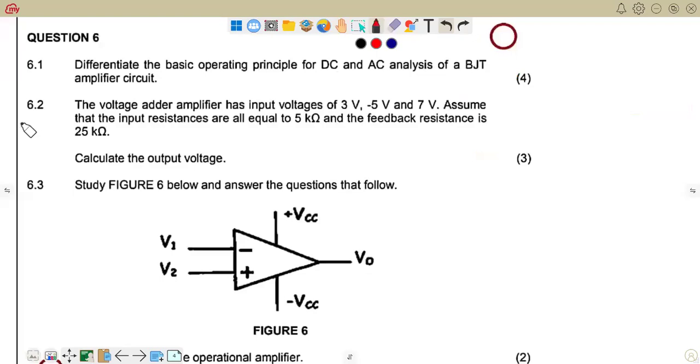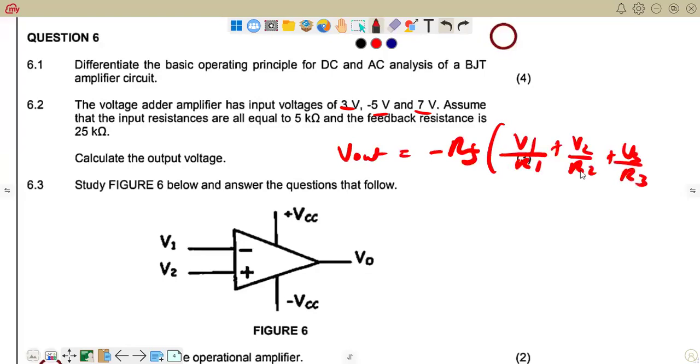Right, let's go to 6.2. The voltage amplifier has input voltages of 3 volts and minus 7 volts. Assume that the input resistances are all equal to 5 kilo ohm and the feedback resistance is 25 kilo ohm. Calculate the output voltage. For this summing amplifier, V out is given by the formula negative RF times V1 over R1 plus V2 over R2 plus V3 over R3.